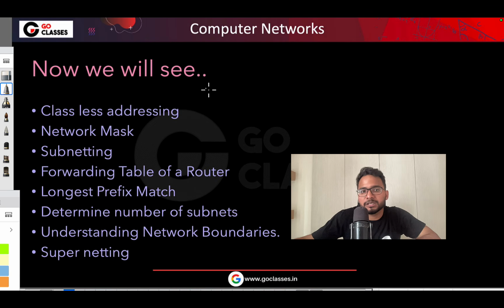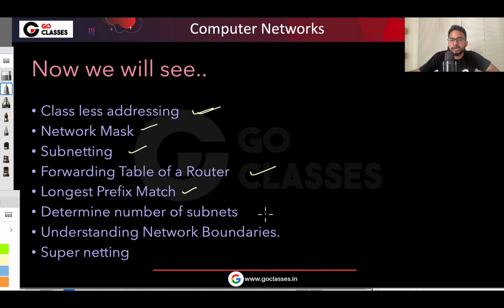So now we will see something called classless addressing, and then a few other small topics. Don't worry about the number of topics that I've listed. Most of the topics are very small. Then we will see network mask, subnetting, forwarding table of a router, longest prefix match, and then how to determine the number of subnets. Then we will see the network boundaries, then supernetting. So these are the topics that we are going to see.